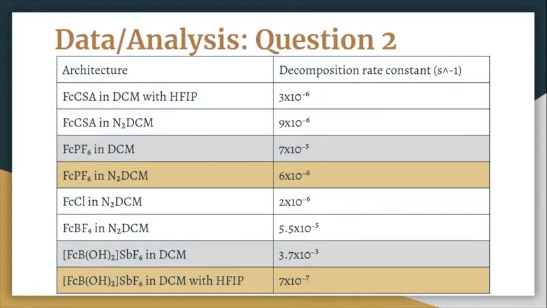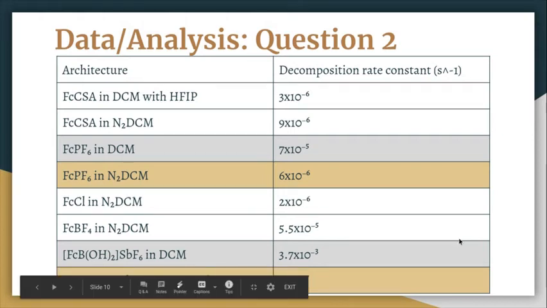Looking at the decomposition studies, there are 2 pairs of values. Looking at the top 2 pairs with the catalyst ferrocenium hexafluorophosphate, in normal dichloromethane, it has the following decomposition rate constant, but when that solvent is placed into a nitrogenated version, its decomposition rate is slightly lower.